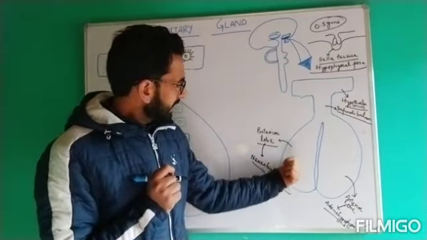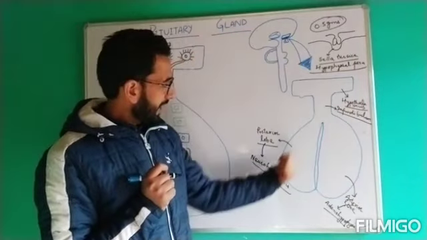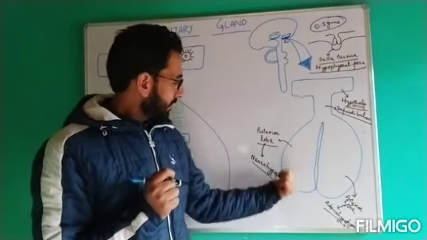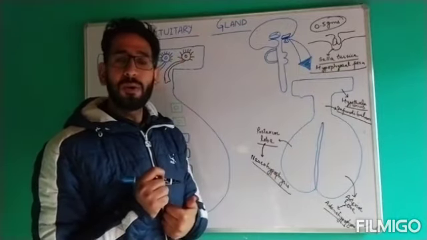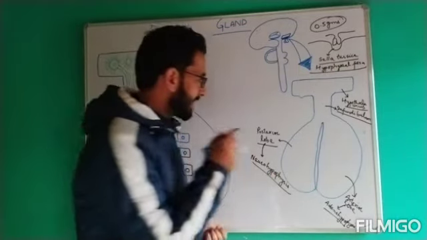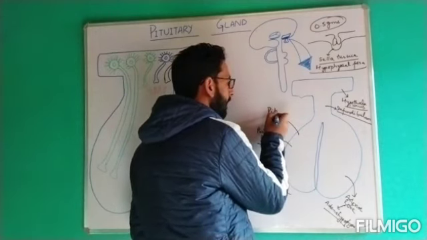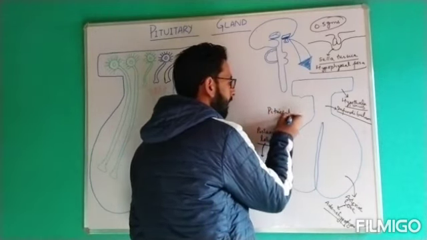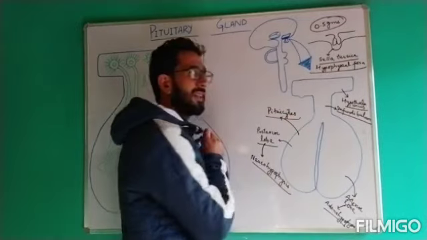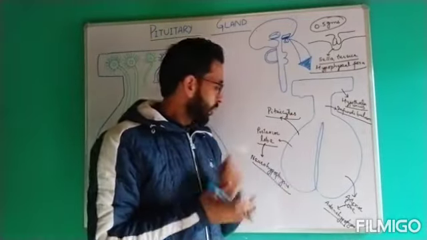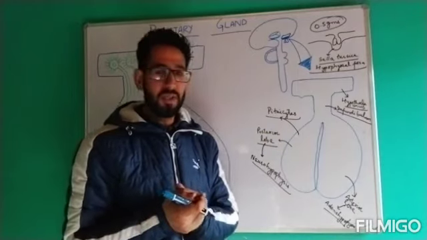Okay, this nervous tissue is made up of unmyelinated nerve fibers which make up the neurohypophysis, or the posterior lobe, and there are special glial cells which are called pituicytes.